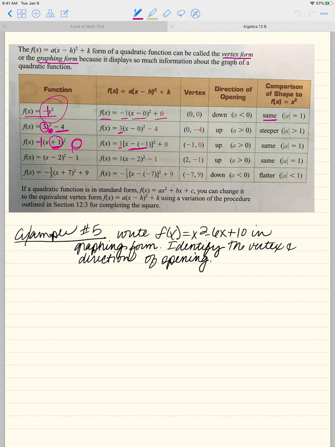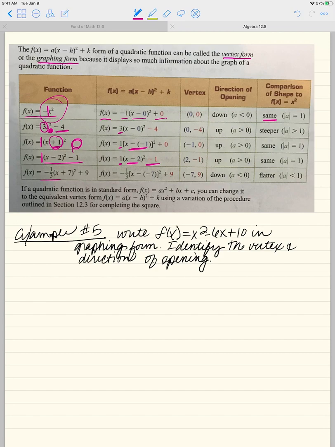Next, x minus 2 squared minus 1. So a again is 1. 1 comes out here in our graphing function. x minus 2 squared minus 1, so k is -1. So our vertex is at 2, -1. This is going to open up because a is 1. It's greater than 0. Same shape as x squared because the absolute value of a is 1.